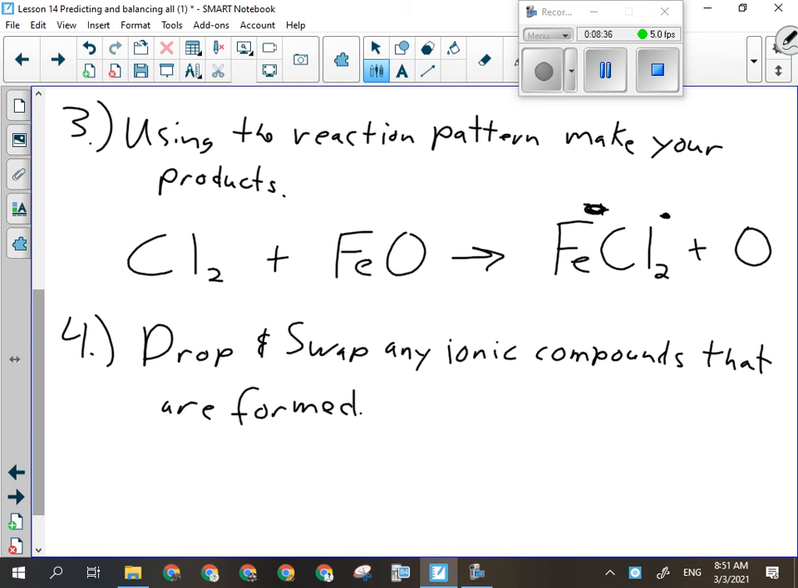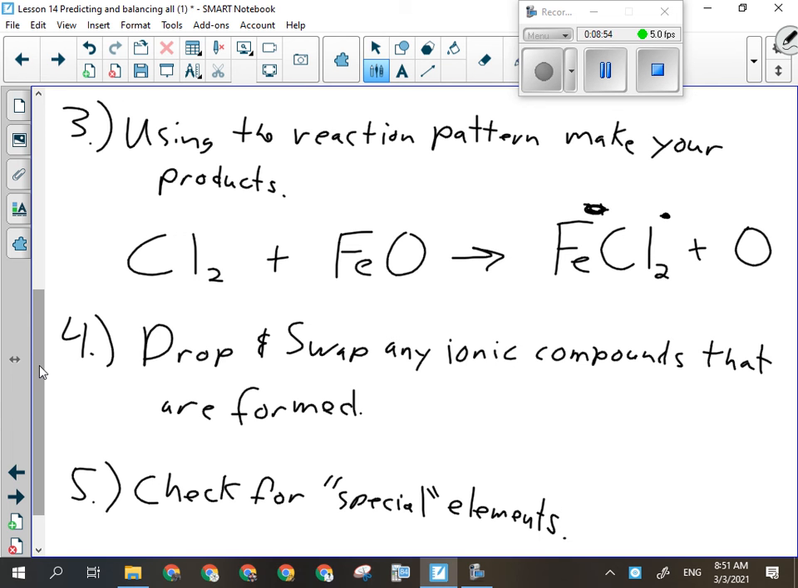Okay, step 5 has to do with the oxygen. Step 5 is check for special elements. That is probably the step that people forget to do most often. Here's why forgetting that step is crippling in terms of getting marks for this reaction. If I forget to put a 2 on that oxygen over there, this reaction looks balanced, but it's not right. A question like this would be a 4-mark question.